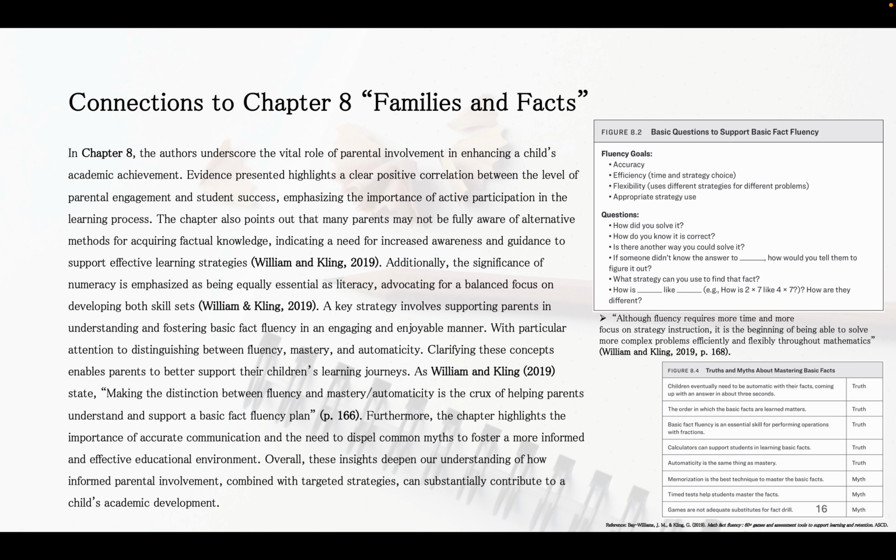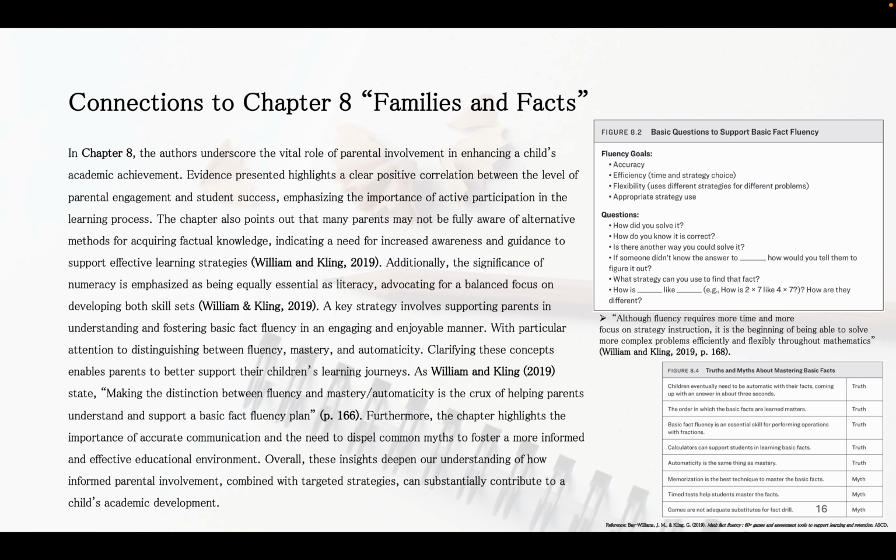with particular attention to distinguishing between fluency, mastery, and automaticity. Clarifying these concepts enables parents to really better support their child's learning journey. And as Williams and Kling state, making the distinction between fluency and mastery or automaticity is a crux for helping parents understand and support a basic fact fluency plan.